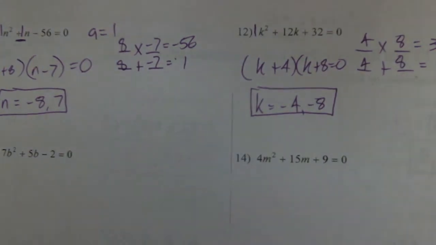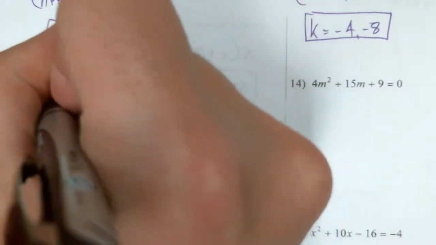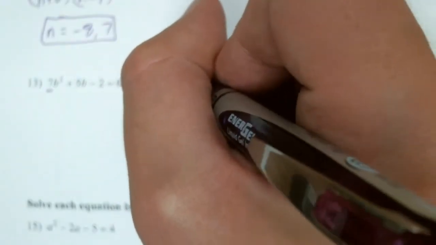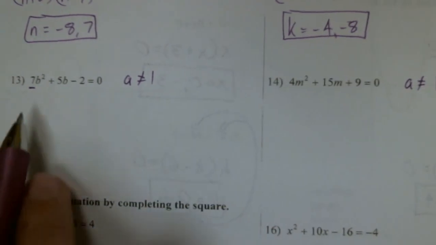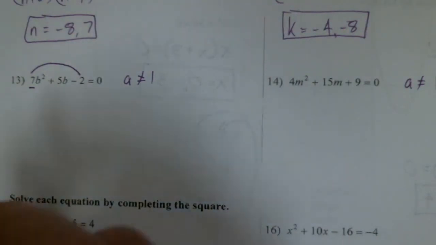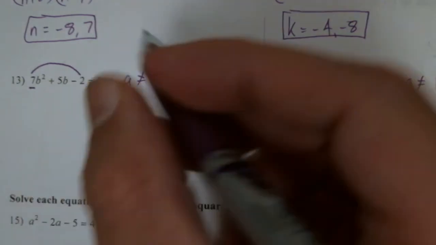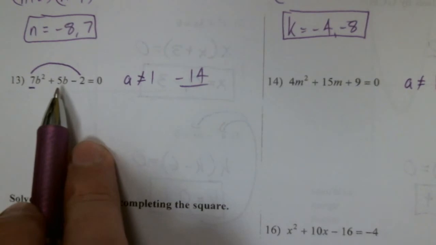Okay, let's continue. What do you notice about 13 and 14? A is not 1. We're factoring when a is not 1, so this is when we have to do the rainbow thing. Multiply the a term times the c term. So I'm multiplying 7 times -2, that's -14. What are the factors of -14 that add to the middle term 5?